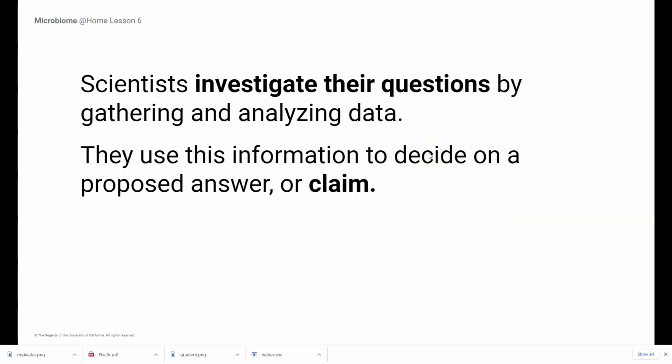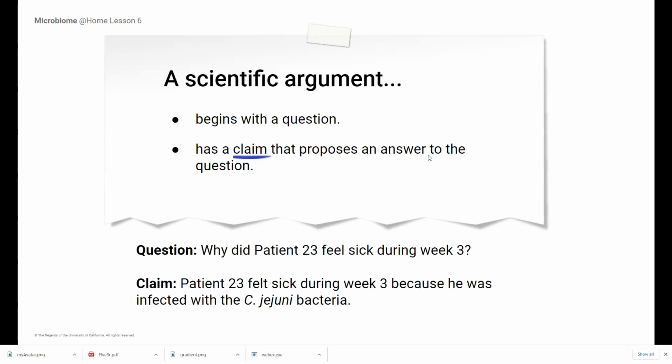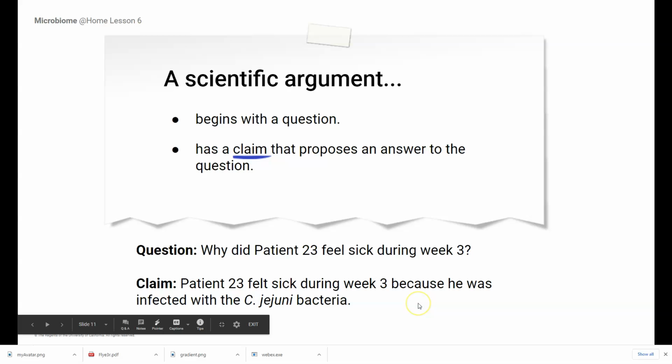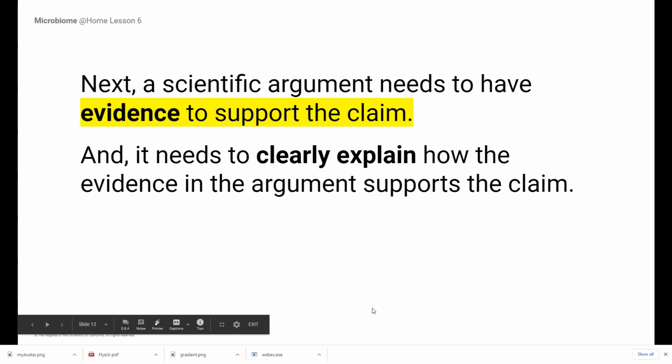All right. Now scientists take this question and they make a claim. It's kind of like your statement of what you're going to try and prove. So if we review, a scientific argument begins with a question and it has a claim. So our question is, why did patient 23 feel sick during week 3? And our claim is because he was infected with the C. jejuni bacteria. That's our claim. Well, we need evidence to back this up.